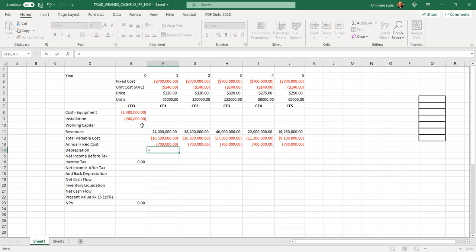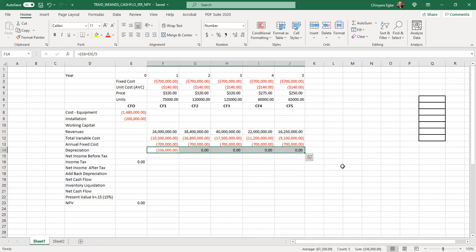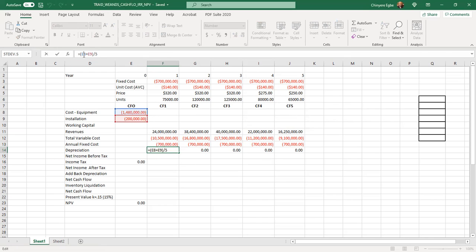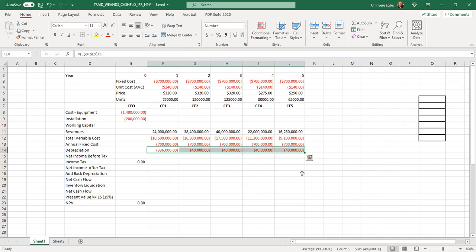Your depreciation will be equal to E8 plus E9 divided by 5. That is straight line depreciation. So we have $E8, $E9.